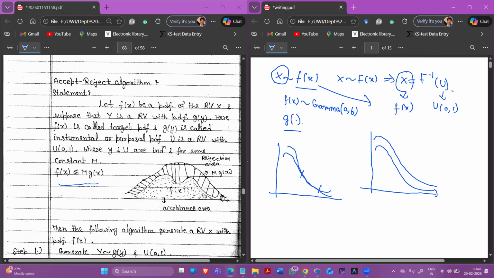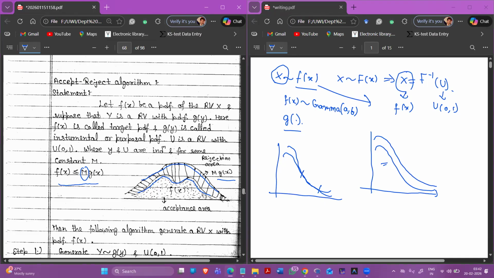That's why we multiply g by some constant M in such a way that it overlaps completely like this. M is a constant that we multiply so that it overlaps completely. This lower plot is my density f_X, and the upper line is the plot of M times g.